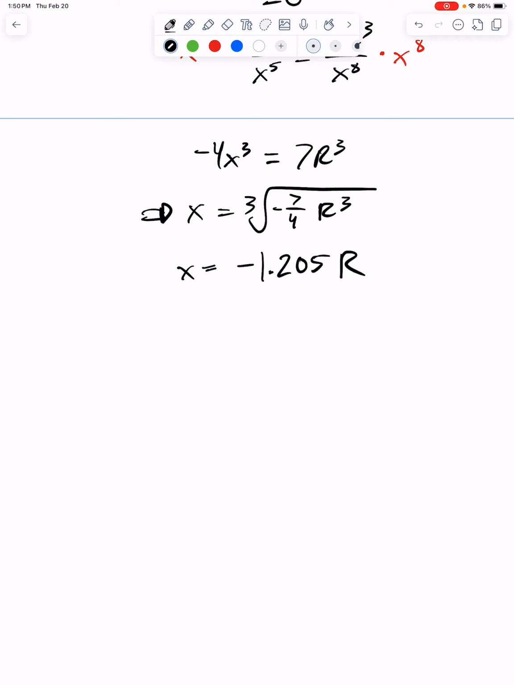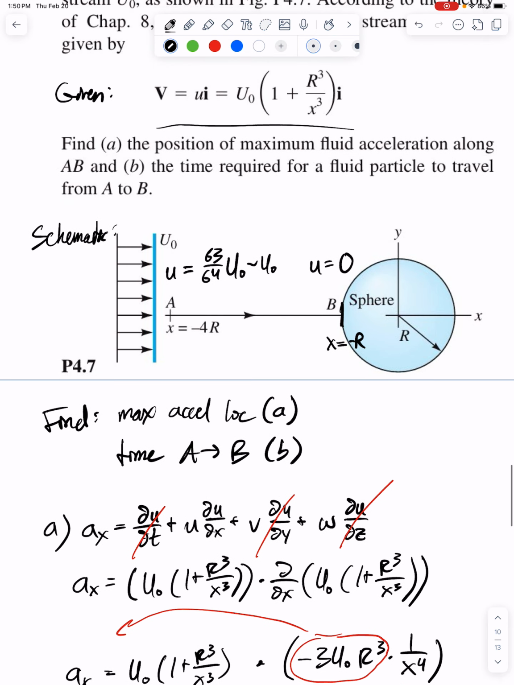1.205 r. So about 1.2 radii upstream from the center of the sphere, or about 0.2 radius upstream from the surface of the sphere. This is where the maximum deceleration will occur. And the reason I say maximum deceleration is because at point A, we're coming in at some speed, the free stream speed. At point B, that's the stagnation point, or no velocity. Therefore, we're expecting deceleration to occur due to the influence of the sphere. Deceleration is occurring upstream of the flow as the flow approaches the sphere. This is where the maximum deceleration occurs.